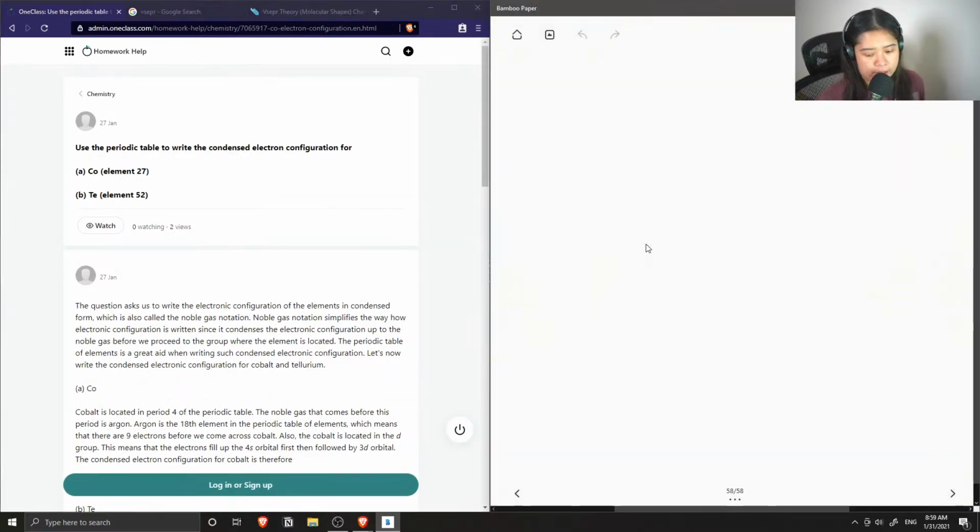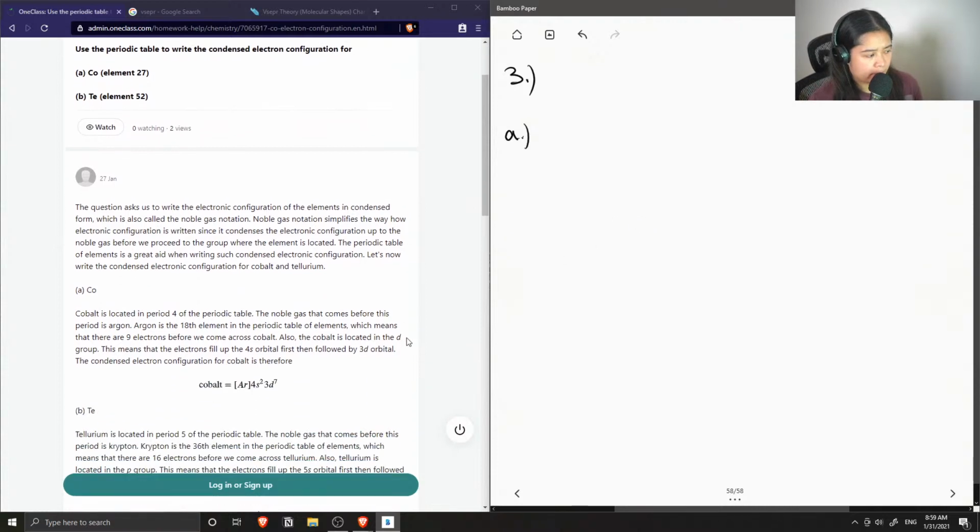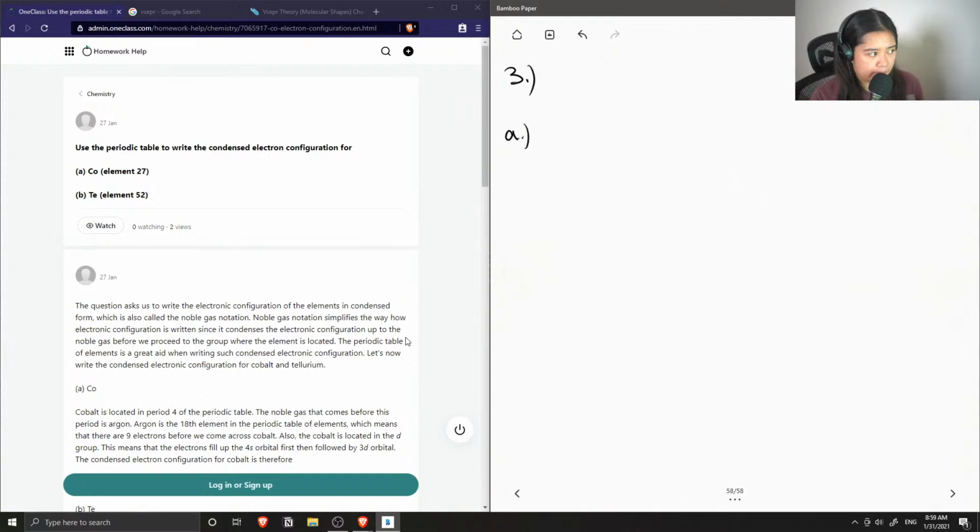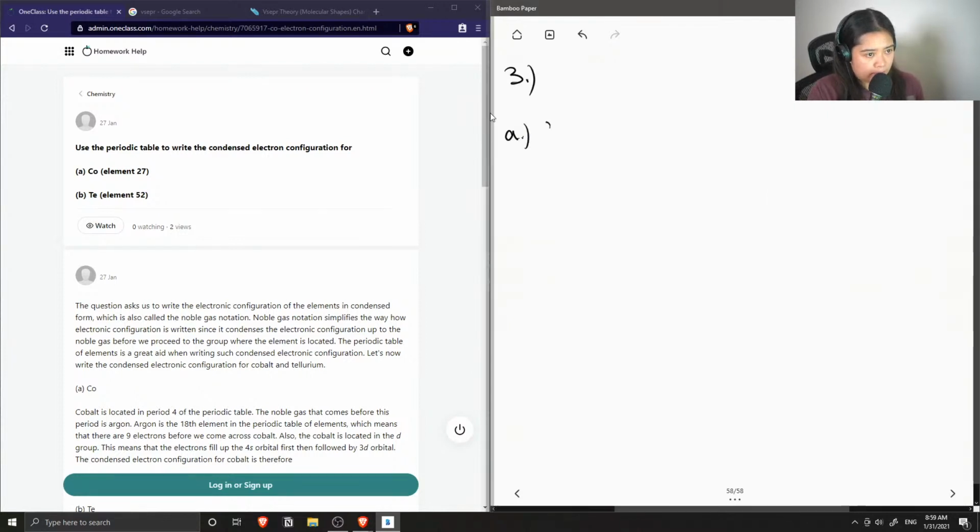Okay, so question number 3. Use the periodic table to write the condensed electron configuration for A, cobalt, and Te, which I believe is tellurium. Yep, tellurium. Okay, so cobalt and tellurium.